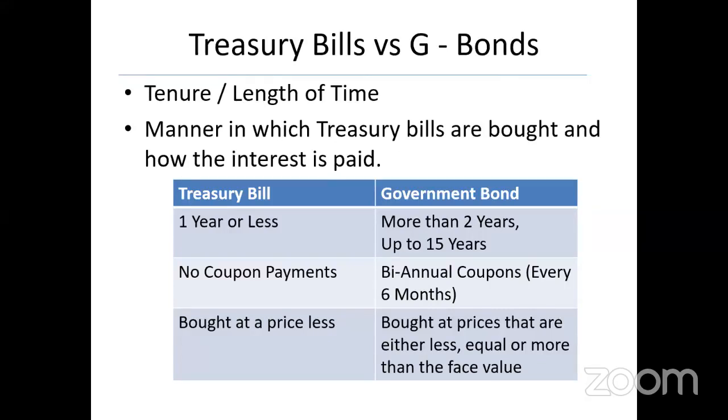Now, briefly, when I was giving the introduction, I said that we have two main types of government securities. We have treasury bills and we have government bonds. The ones that we are discussing today are strictly government bonds. We're not looking at treasury bills. The way in which these two differ is the following, two main points. They differ in the length of time, that's typically the tenor.